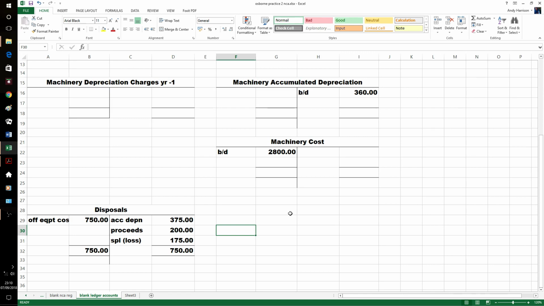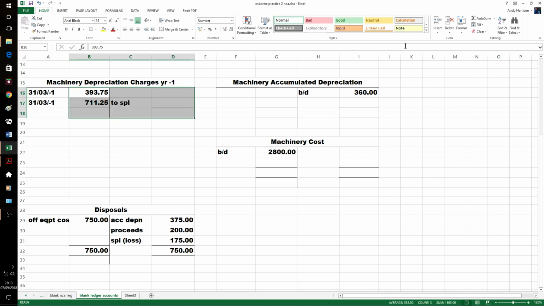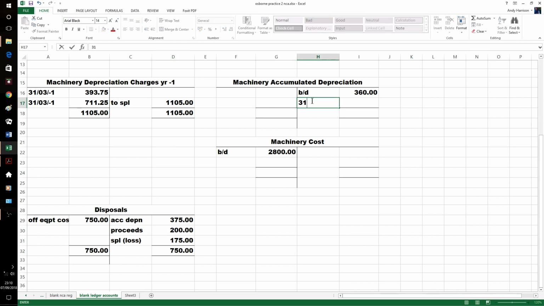So depreciation charge for our machinery then, so this is the one that's okay, a bit intense, but apart from that, to the statement of profit and loss, closing off, and then 5, and then U2, U3. But this one will be carried down because it's increased.